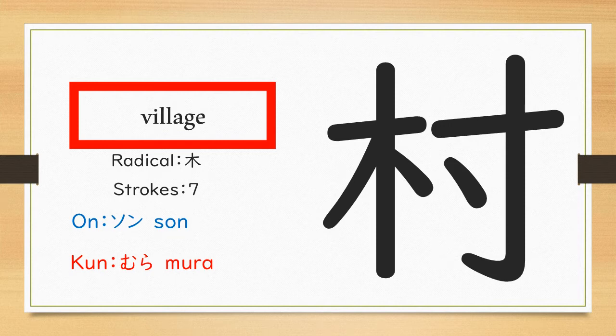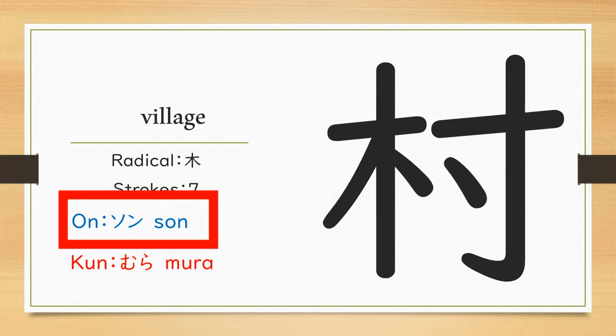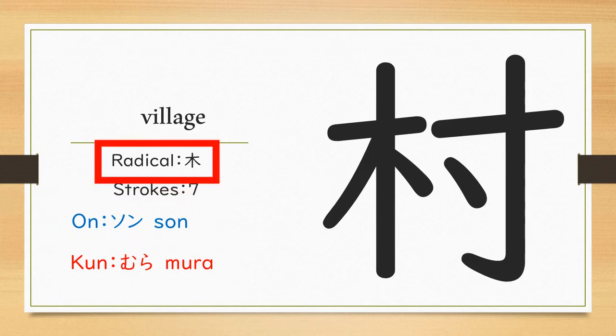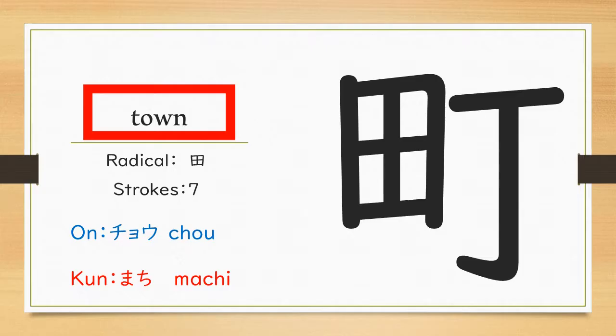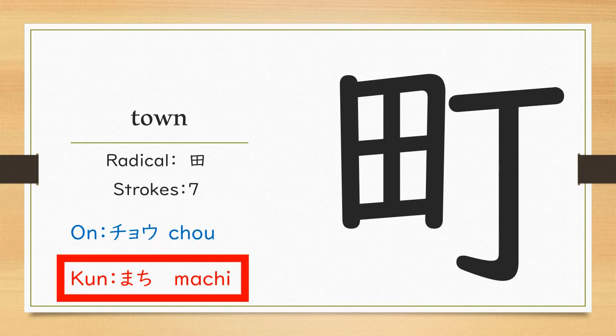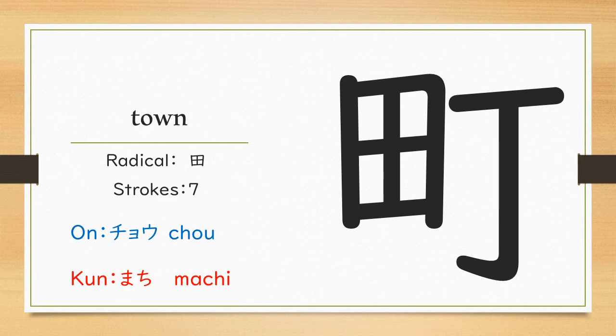The meaning is village. On is son. Kun is mura. Radical is tree, ki. The meaning is town. On is cho. Kun is machi. Radical is rice field, ta.